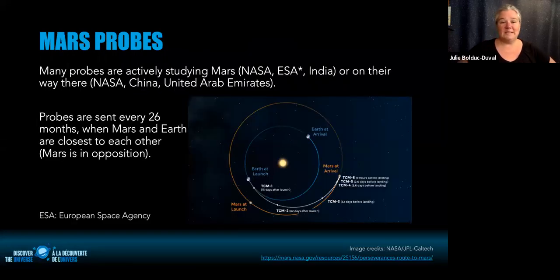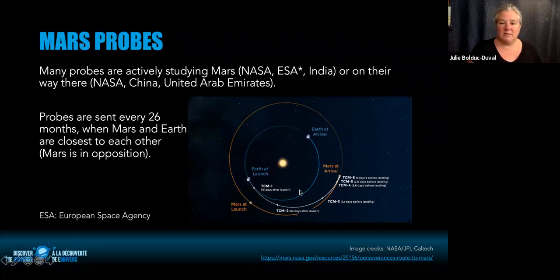Okay, so Mars probes, there are many of them right now studying Mars. There are some from NASA, from the United States, from ESA, the European Space Agency, and there's one from India right now. And there are many on their way there. I think this is maybe the first time we have 3 probes on the way, and there was a 4th one planned from Europe, I believe, that got delayed until the next opposition in 26 months. Right now there's a probe from NASA that's going to be a rover, one from China, and the first one from the United Arab Emirates. Probes are sent pretty much every 26 months now, when both planets are close to one another.